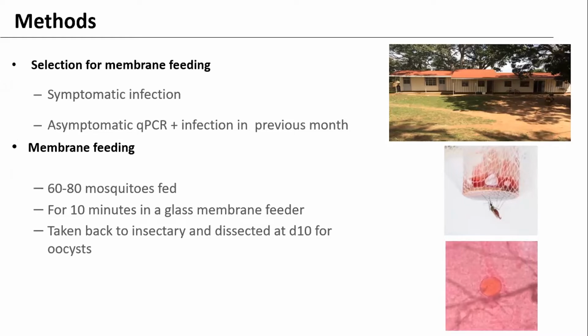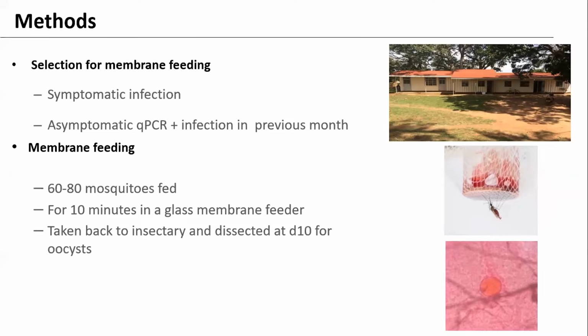Now, participants selected for membrane feeds were either symptomatic on the day of clinic visit or had an asymptomatic infection detected by qPCR 1 month earlier. For these participants, we took 3 ml of blood and fed it to 60 to 80 mosquitoes through a glass membrane feeder for 10 minutes. Fully fed mosquitoes were kept in our insectary and dissected at day 10 for oocyst detection by microscopy.